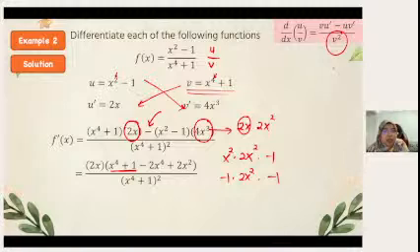Okay, so negative 1 because this one is negative 1. Multiply with another 2x square and then multiply with negative 1. So those are how you get 2x square.